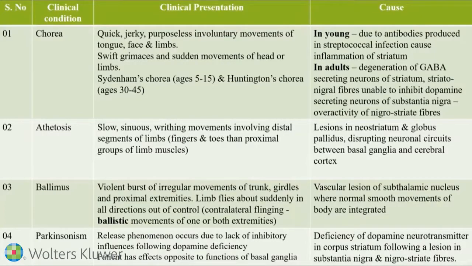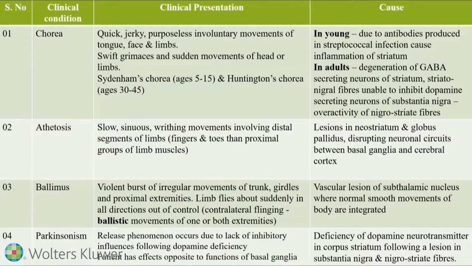There are two types of chorea. Sydenham's chorea occurs in the ages 5 to 15 years, and Huntington's chorea occurs in the ages 30 to 45 years. In Sydenham's chorea, the cause is antibodies produced in streptococcal infection, which cause inflammation of striatum. In Huntington's chorea, which occurs in adults, it is due to degeneration of GABA secreting neurons of striatum. Striatonigral fibers are unable to inhibit dopamine secreting neurons of substantia nigra, so there is overactivity of nigrostriate fibers.